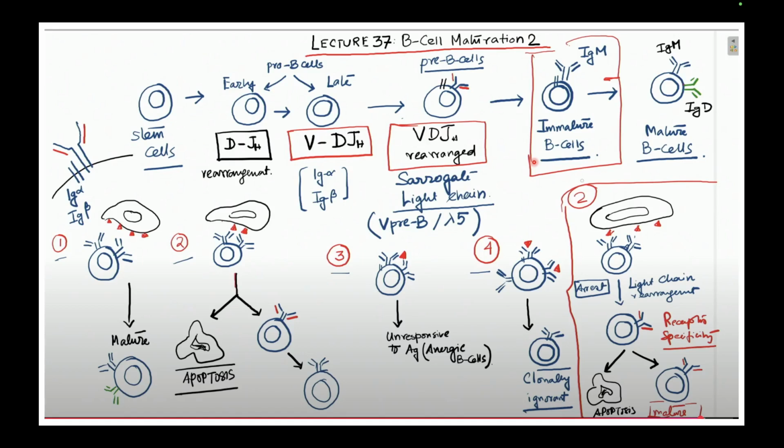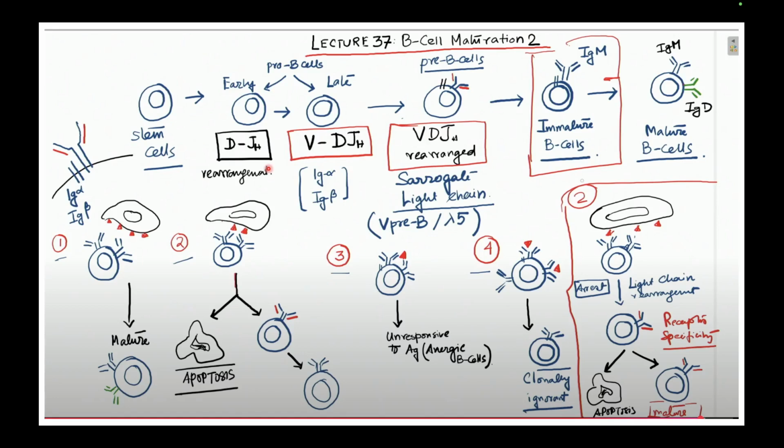So here in the pro-B cell, it can be divided into the early pro-B cell and the late pro-B cell. In the early pro-B cell, at the start when the stem cell converts into the pro-B cell, in the early phase the DJ recombination occurs. The H in DJ denotes that we are talking about the heavy chain. There the D region and J region recombine with each other.